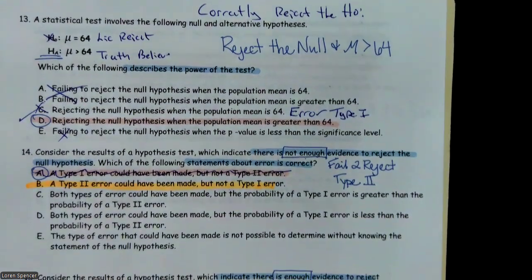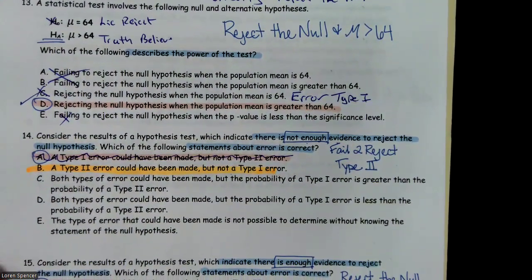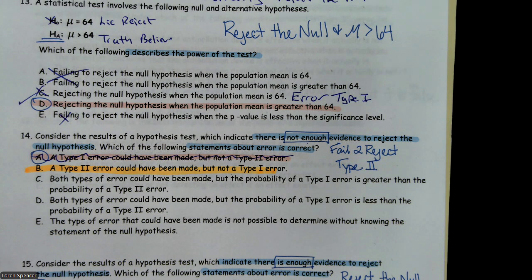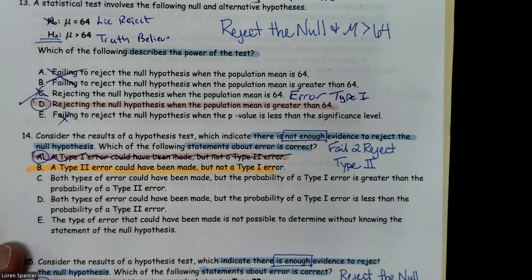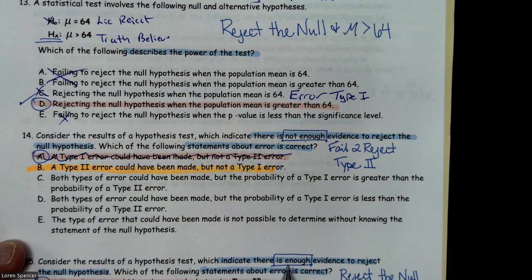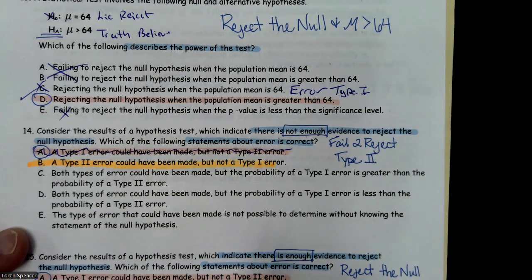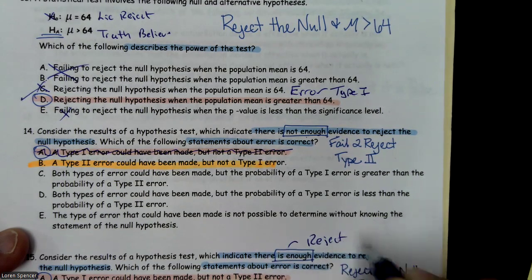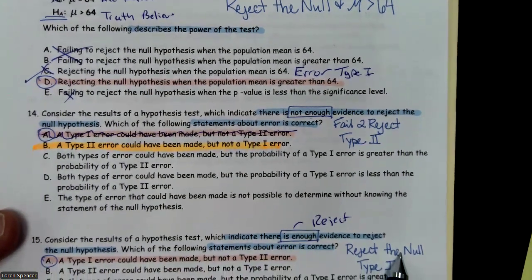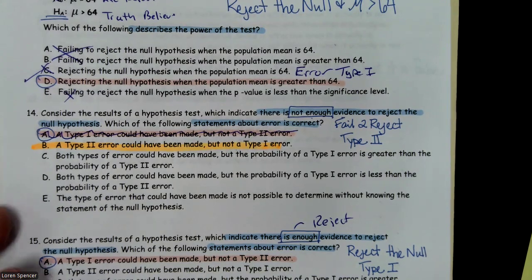Number 15. Consider the results of a hypothesis test which indicates there is enough evidence to reject the null. Which of the following statements about error is correct? All right, so with error, in this case, there is enough. If we have enough, that means we can reject. If we reject, the only type of error that we could have made is a type 1. So our answer choice is A.